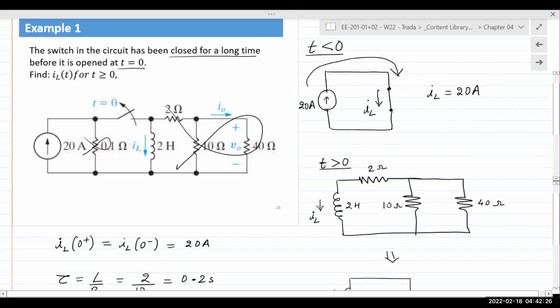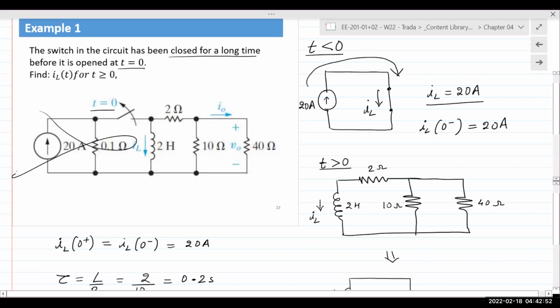So when the switch has been closed for a very long time, the current through the inductor is 20 amps. This would be the current right before the switch is flipped, the IL at 0 minus. Now, when the switch is flipped at t equal to 0, the circuit changes. The source and the 0.1 ohm resistor are disconnected, and all we are left with in the circuit are the 3 resistors to the right.